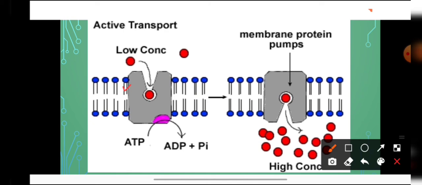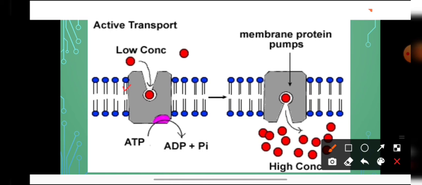So what is happening in case of active transport? First the carrier protein binds with the substance which is to be transported within the cell. Then the carrier protein gets energized with the help of ATP molecules, and once it gets energized it will undergo a change in its shape, and in this way the transport of materials will take place within the cells.